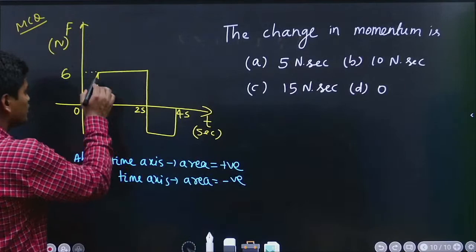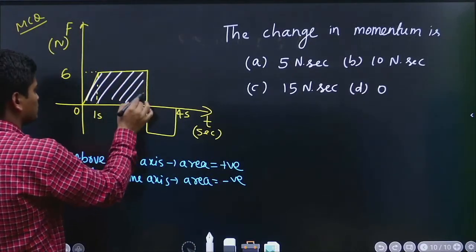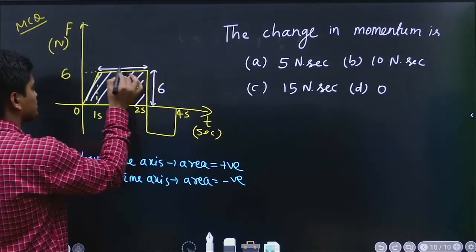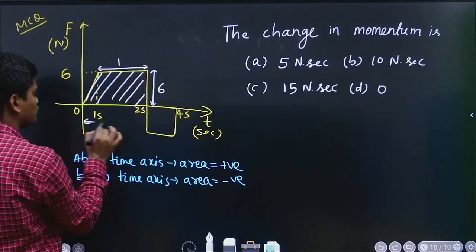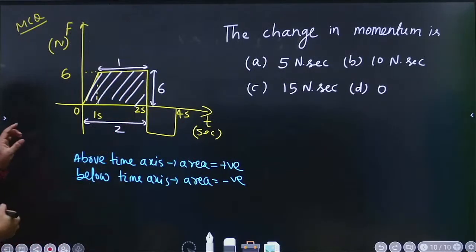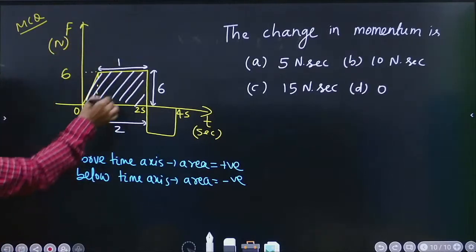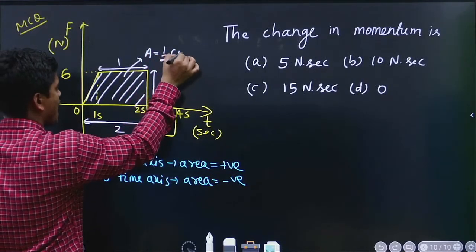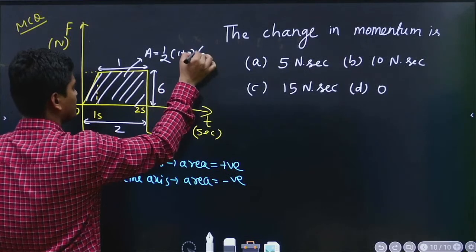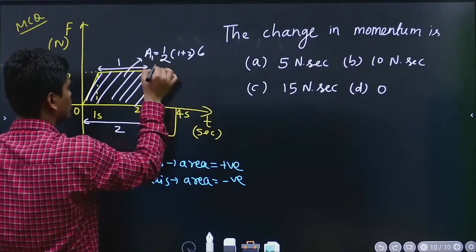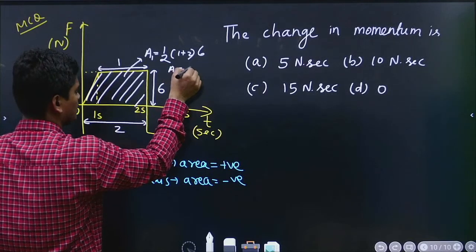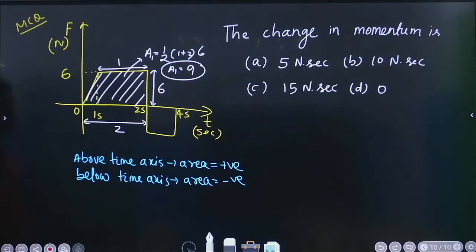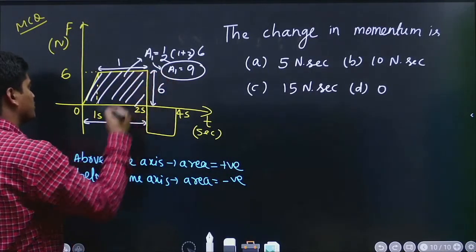Now here this area you consider. This is above the time axis, and this height is 6. And this is your 1 second, and this is your 2 second. So these two are parallel sides, and this looks like a trapezium. If I want to find this area, A equals half into the sum of parallel sides into height h, 6. A1 is coming to 9, because 1 plus 2 is 3, and you cancel 2, 6 is 3. So area is coming 9.